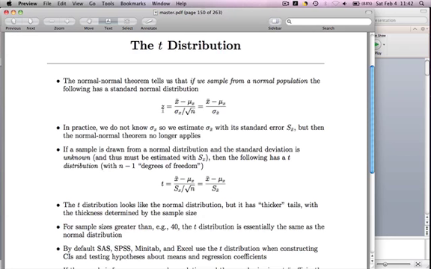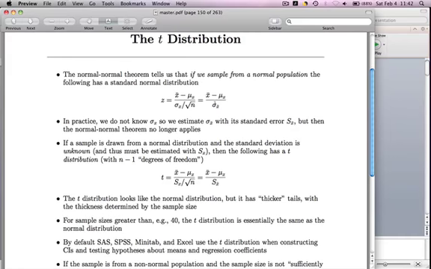All right, no problem. However, in practice, we don't know the denominator. So we don't know the standard deviation of x bar. So what do we do? Well, we have to estimate that with the standard error, s of x bar. So we're not taking x bar minus the mean divided by sigma. Instead, we're dividing by s of x bar. And that creates a problem because s of x bar is a statistic. It's an unknown quantity. We have to estimate it from the data.